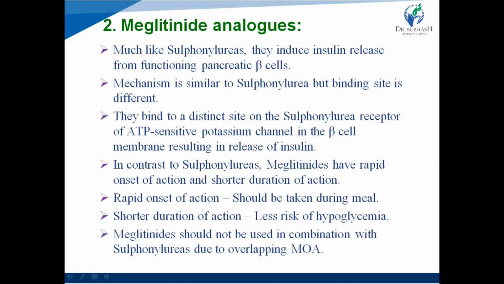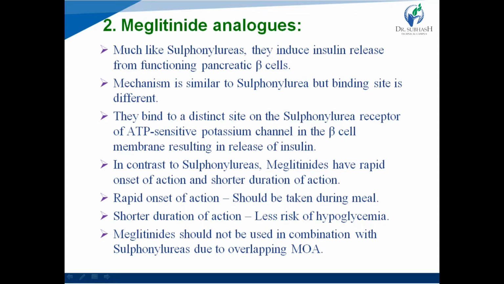Just like sulfonylurea causes release of insulin from beta cells, meglitinide also causes release of insulin from beta cells. But meglitinide has a rapid onset of action and shorter duration of action compared to sulfonylurea, and meglitinide causes much faster release of insulin than sulfonylurea.